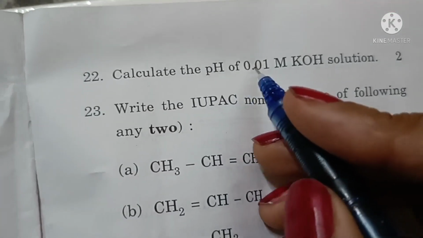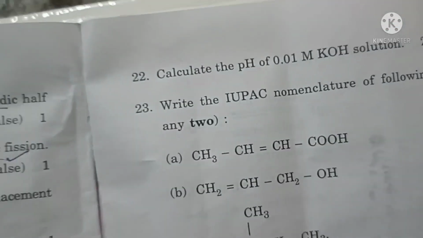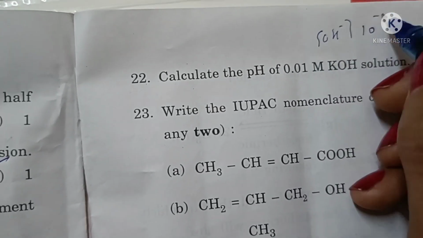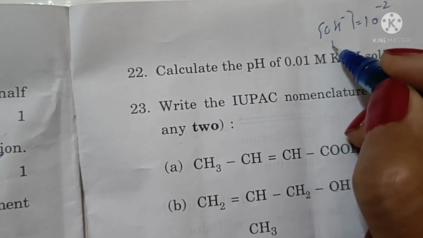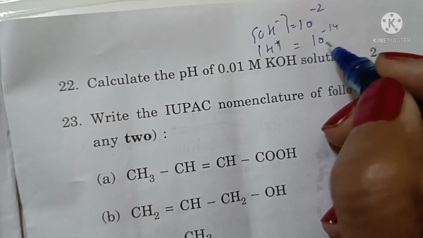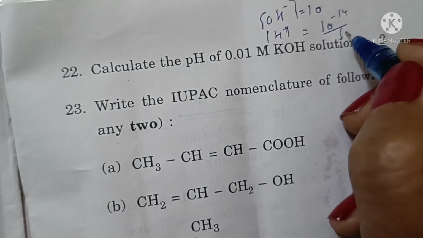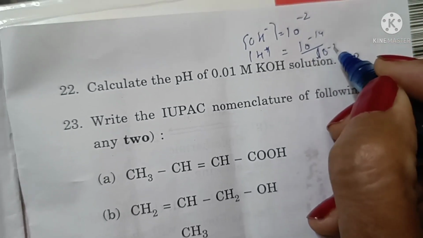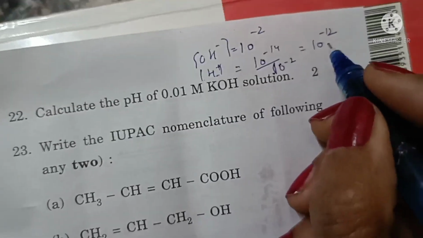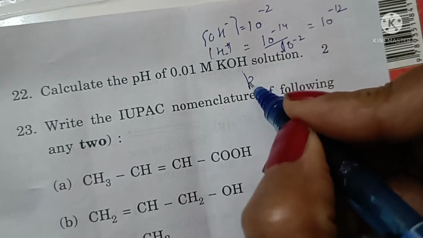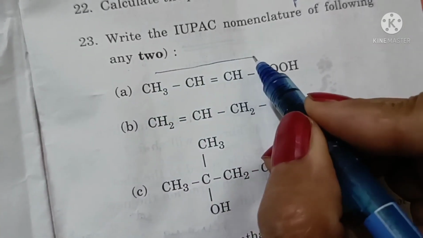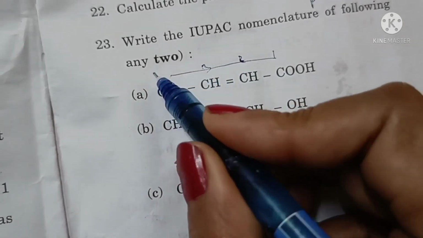Then calculate the pH of 0.01 molar KOH. So the concentration of hydroxide ion is 10 raised to power minus 2. So the concentration of hydrogen ions will be the ionic product, 10 raised to power minus 14, upon the concentration of hydroxyl ions, 10 raised to power minus 2. When we take the negative log of this, we get the pH. That will be 12.